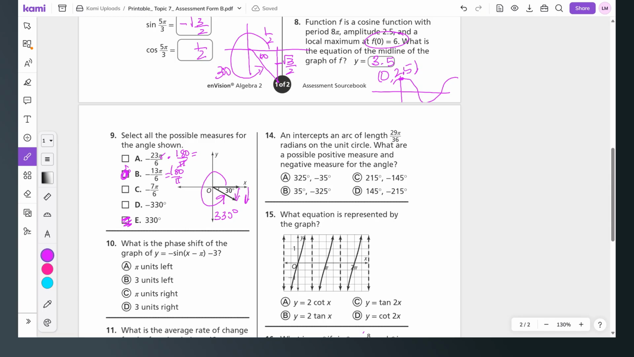All right, what's the phase shift of the graph? Remember, set this equal to 0. So x minus pi equals 0, or x equals pi. So pi to the right. So that's C.